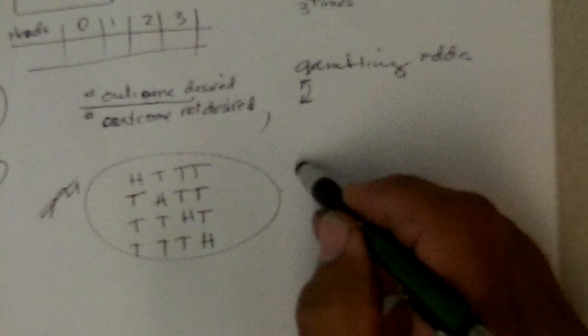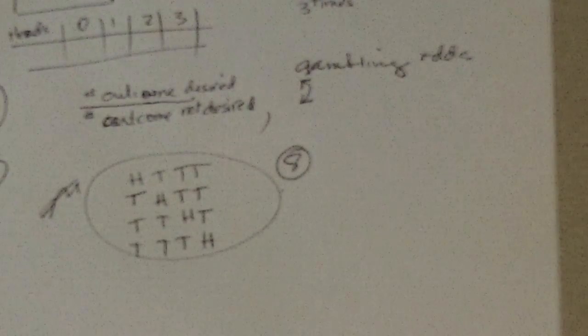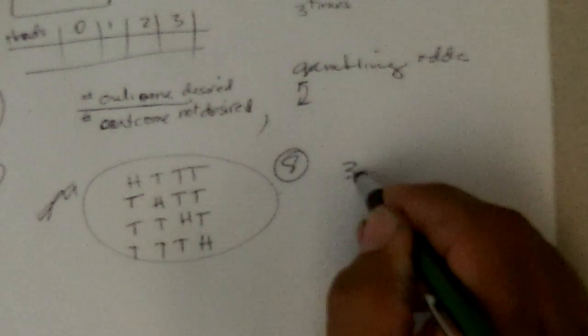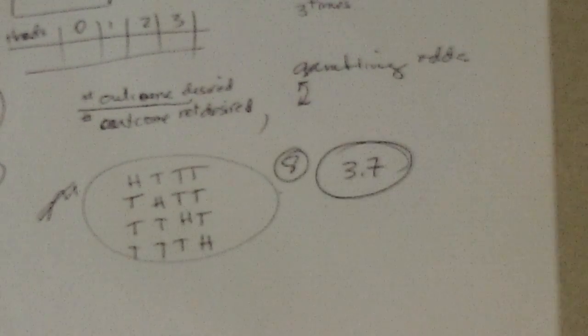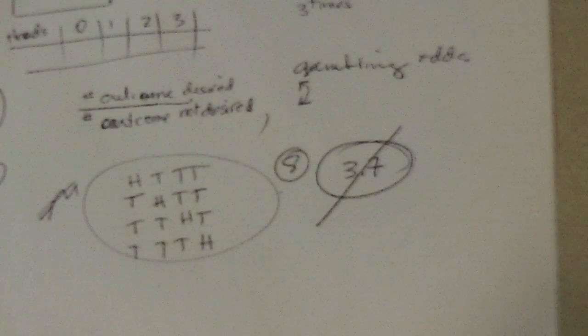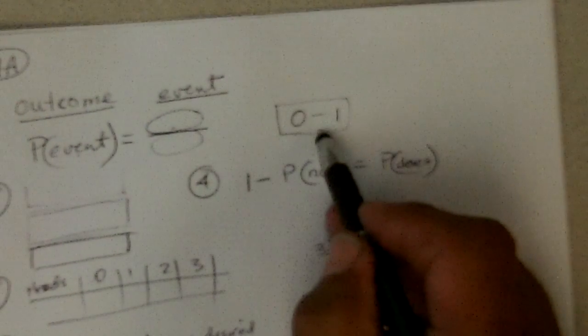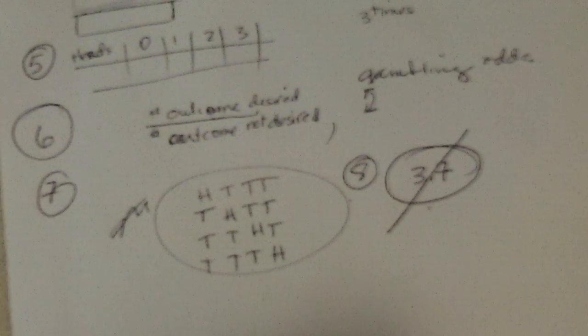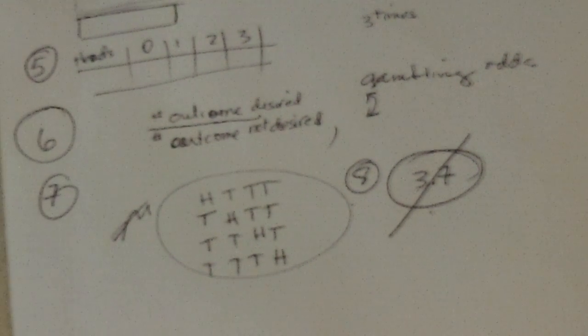Number 8. The probability that my sister will get into the college of her choice is 3.7. Does not make sense. Probability cannot be more than 1. It's always between 0 and 1. Does not make sense. All right, now I'm going to do another video for the next set.